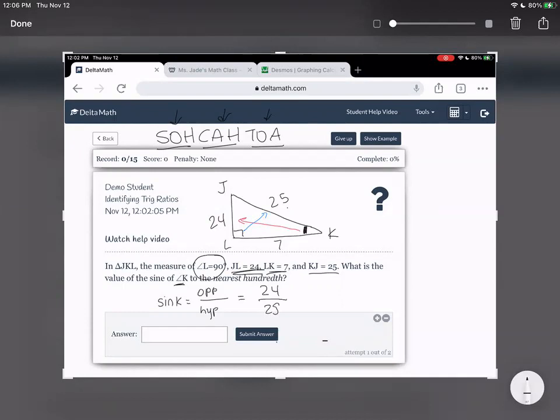So essentially that is our answer. We just need to round it to the nearest hundredth. So get it as a decimal. I'm going to type on the calculator, what is 24 divided by 25? And I'm going to round that to the nearest hundredth. 0.96. Yes.